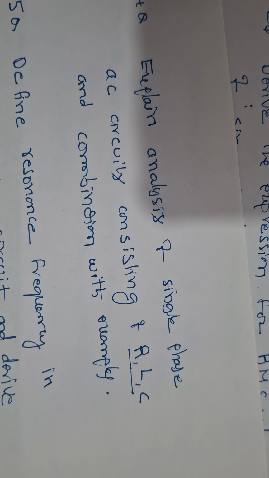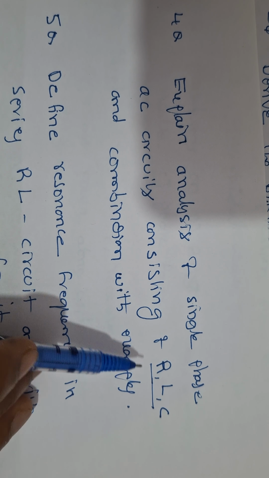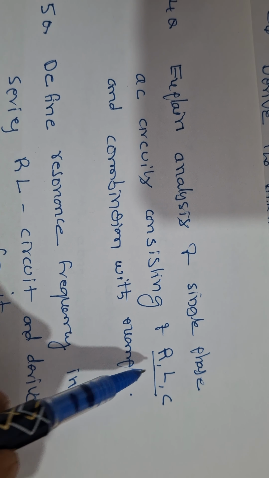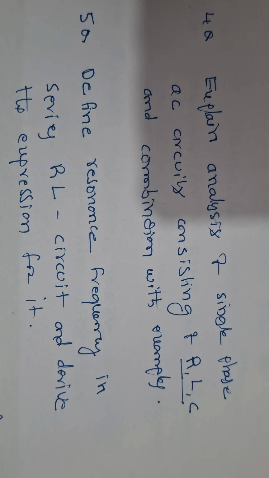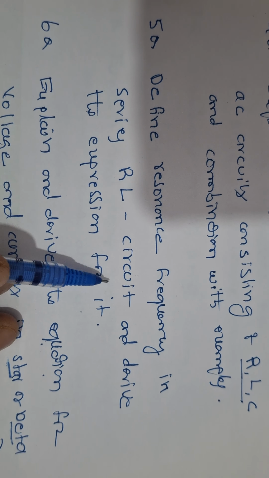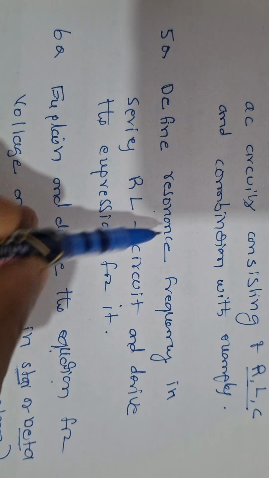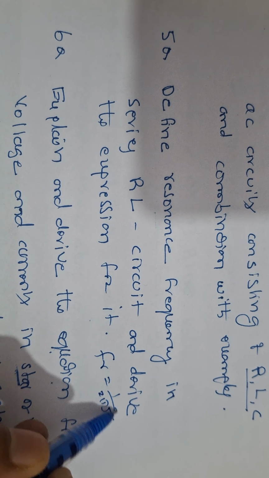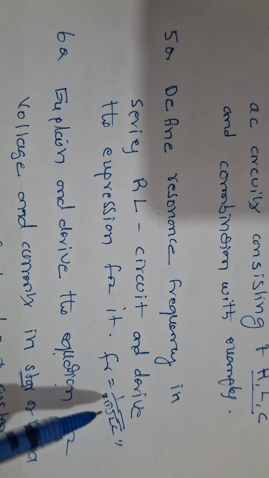Next, I think, is the fifth: explain analysis of single phase AC circuits consisting of RLC and combinations with examples. RL combination, RC combination, like that you are supposed to explain AC circuit analysis. And the next one: define resonance frequency in a series RLC circuit and derive the expression for it. This definition is very important. Resonance frequency FR is equal to 1 by 2 pi root LC. This is the formula we are supposed to derive, and you will be getting problems on this also. Be careful, this is a very important formula.